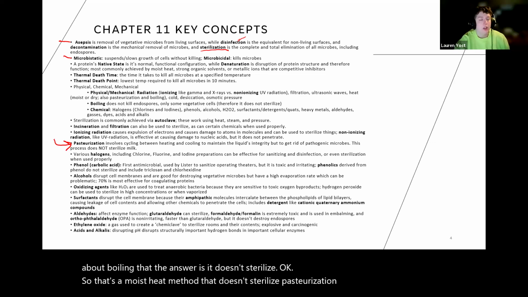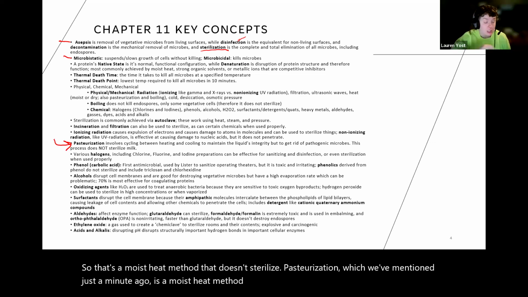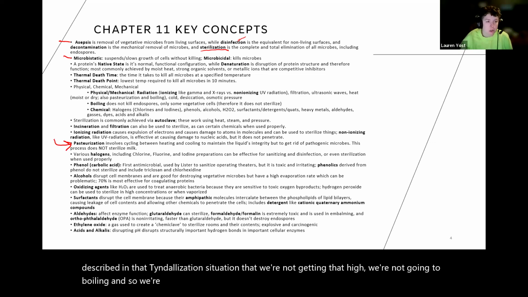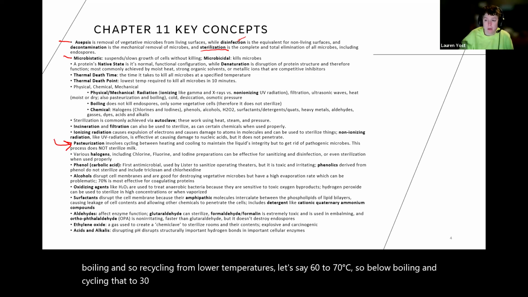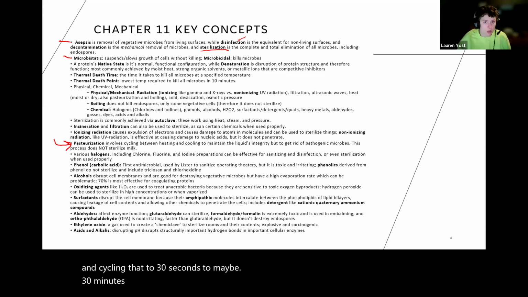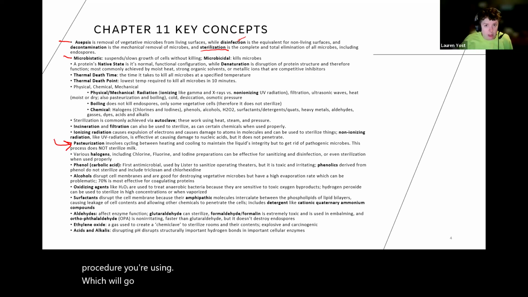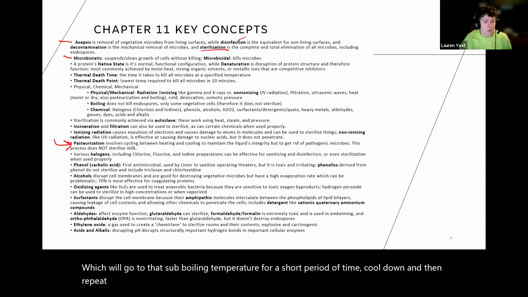Pasteurization, which we mentioned just a minute ago, is a moist heat method where we're cycling temperatures, just like I described in that tyndallization situation. Except we're not getting that high. We're not going to boiling. And so we're cycling from lower temperatures, let's say 60 to 70 degrees Celsius, so below boiling, for 30 seconds to maybe 30 minutes tops, depending on what temperature you're at and what type of pasteurization procedure you're using. But you'll go to that sub-boiling temperature for a short period of time, cool down, and then repeat this multiple times. And it will eliminate most of the bacteria, but it doesn't sterilize.